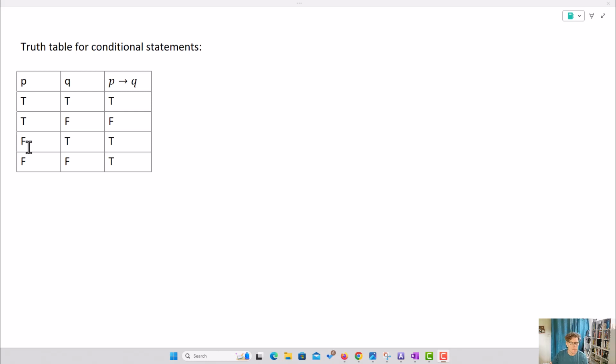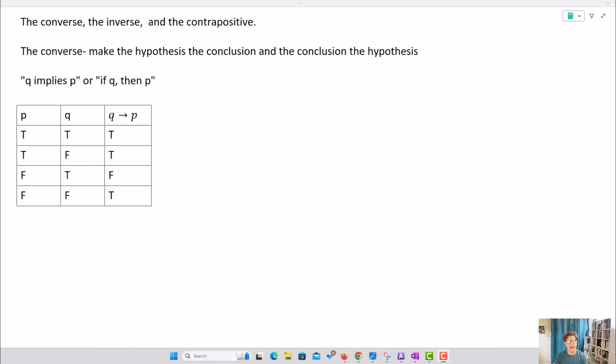Otherwise, P can be false, and we still have the conditional be true, and that's going to be the case with both of these examples. We now have three different kinds of propositional statements that are built off of our original conditional. We have the converse, the inverse, and the contrapositive.